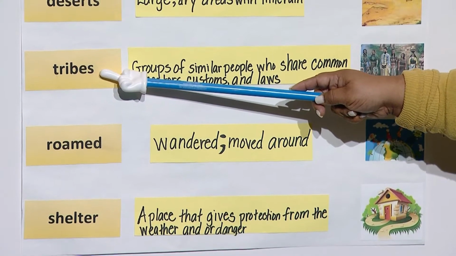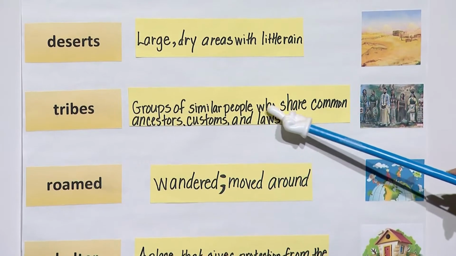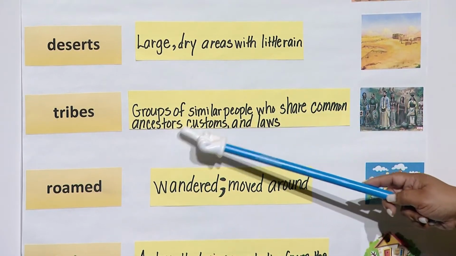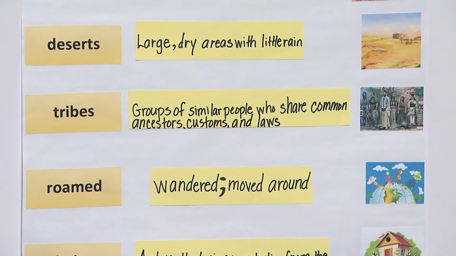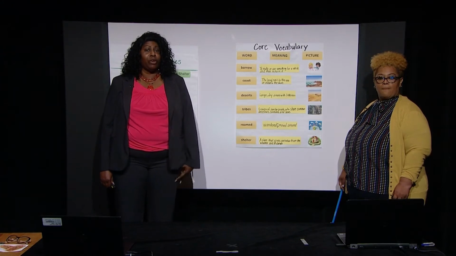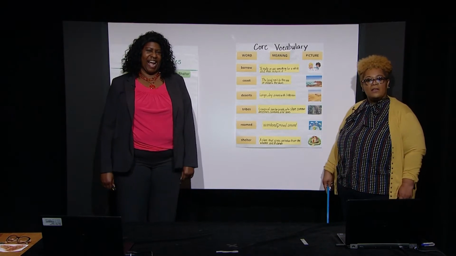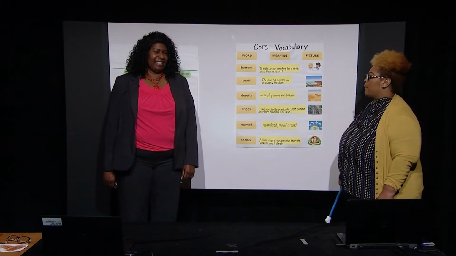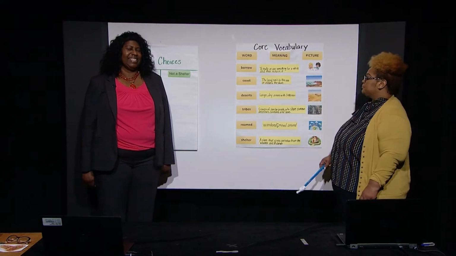Say it with me. Tribes. Tribes are groups of similar people who share common ancestors, customs, and laws. There are many tribes of Native Americans living across the country. Now, let's say each word again together. Okay, boys and girls, are you ready?